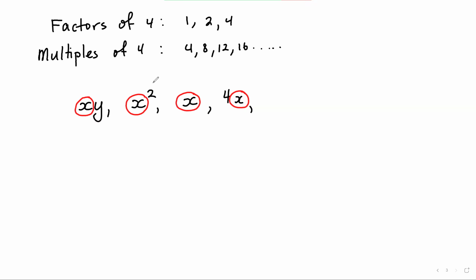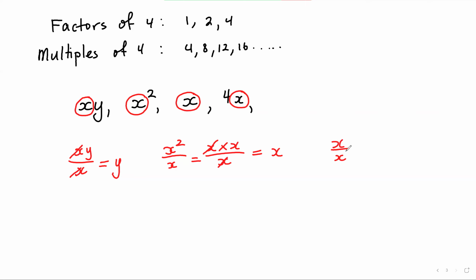So for instance, xy divided by x would just be y, right? X squared divided by x. Well, remember, x squared is really x times x, right? So when you divide x squared by x, you'll end up with x. X goes into x one time, and 4x divided by x is going to be 4.